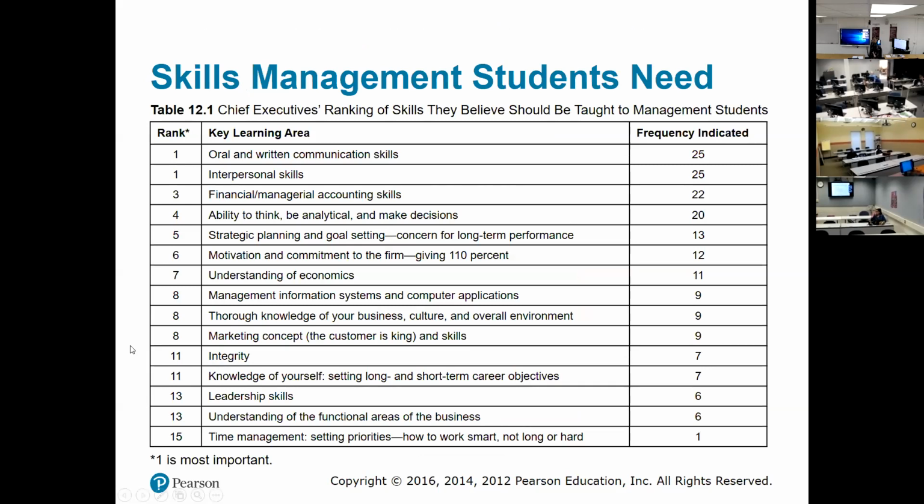Now, this is kind of interesting. This is ranking by chief executives and companies of what they think ought to be taught to management students, okay? So you all are management students. What do CEOs believe ought to be taught? Look at that top one. Oral and written communication skills. Communication is the number one ranked skill that they want you to come out of here with. You've got to be able to speak. You've got to be able to write effectively. Okay. Also, right along with that, same ranking, so they both got ranked number one, are your interpersonal skills. Being able to get along with other people and communicate with them and so on.